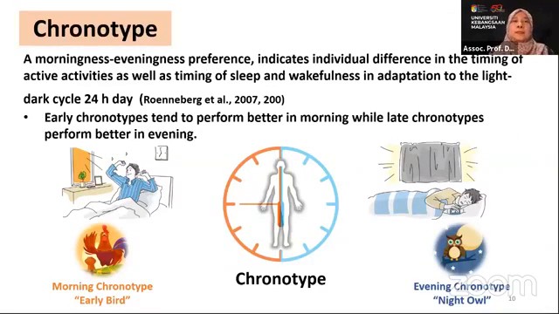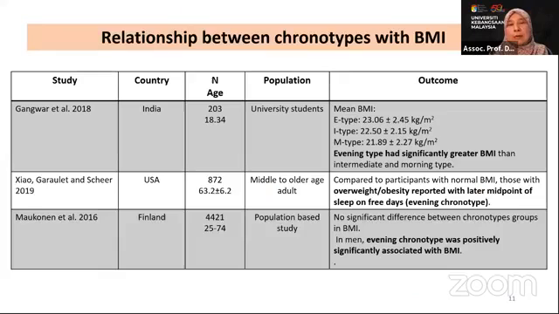Chronotype is related to time. It is a morningness-eveningness preference, and indicates individual differences in activities, as well as timing of sleep and wakefulness, in adaptation to the light and dark cycle of the 24-hour day. Early chronotypes tend to perform better in the morning, while late chronotypes perform better in the evening. The morning chronotype we always refer to as early bird, and the evening chronotype is often known as night owl.